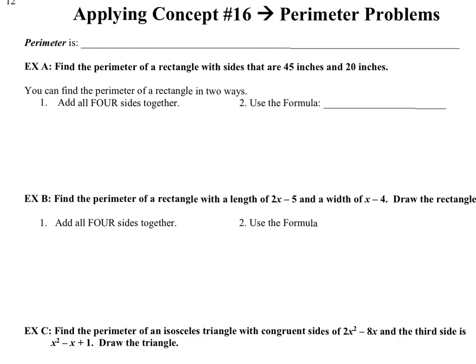So moving right along to the next page, we're now going to start applying this to geometry problems. So let's talk about perimeter for just a minute. If you're trying to find the perimeter of a shape or a polygon, you basically are just trying to find the distance around the shape. So perimeter is the distance around a polygon. So perimeter is pretty basic.